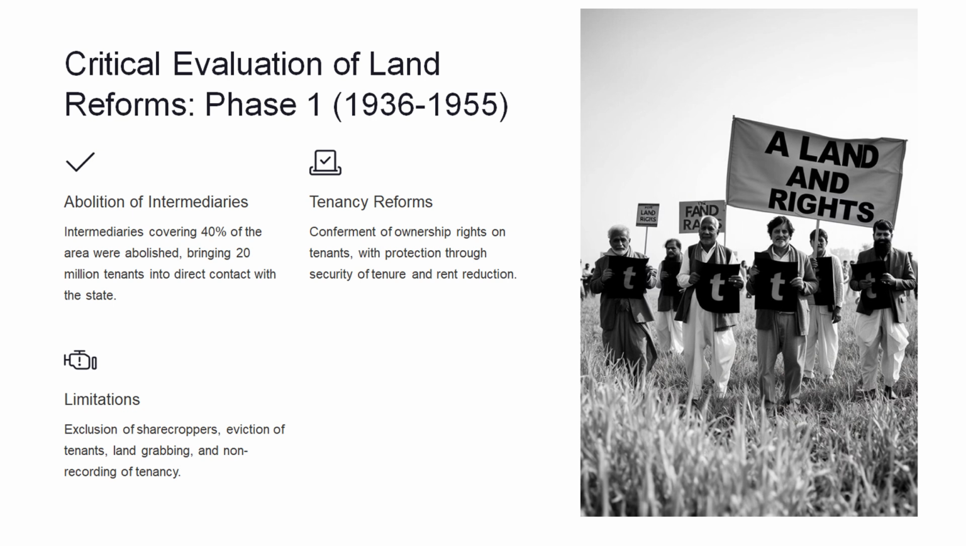During this period, the state governments and the union territories had given top priority to bringing actual cultivators into direct contact with the state government through abolition of zamindars and other intermediaries. We have already discussed it. As for the achievement, as a result of this move, it has been noticed that towards the end of the second five-year plan, intermediaries covering about 40% of the area were largely abolished, and as many as 20 million tenants were brought into direct contact with the state.